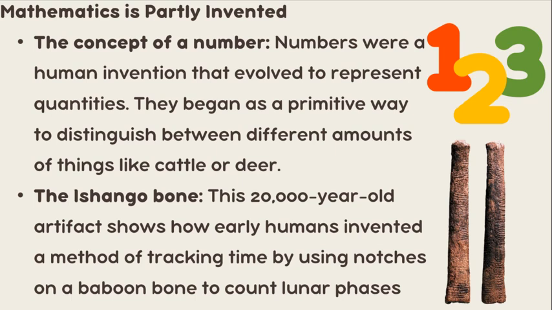Prehistoric artifacts at least 20,000 years old, discovered along the part of the Nile River that runs through Congo, show how and why numbers may have been invented to quantify time. This is the Ishango bone. It is a fibula of a baboon discovered in the area of Ishango near the Semliki River. As you can see in the picture, it contained notches. It was meant to track the lunar phases in relation to the menstrual cycle of women.